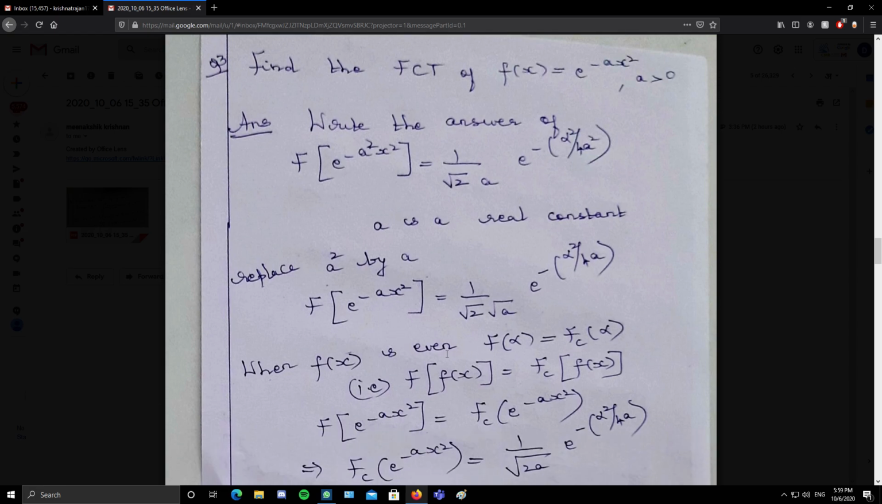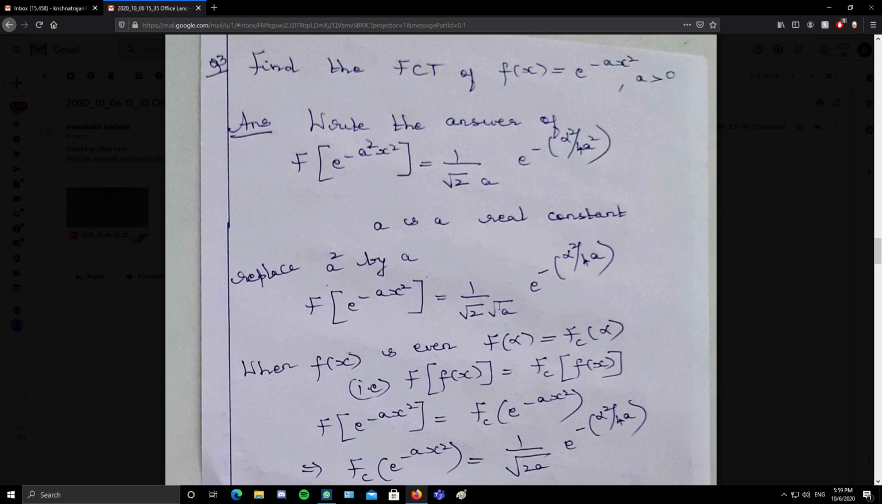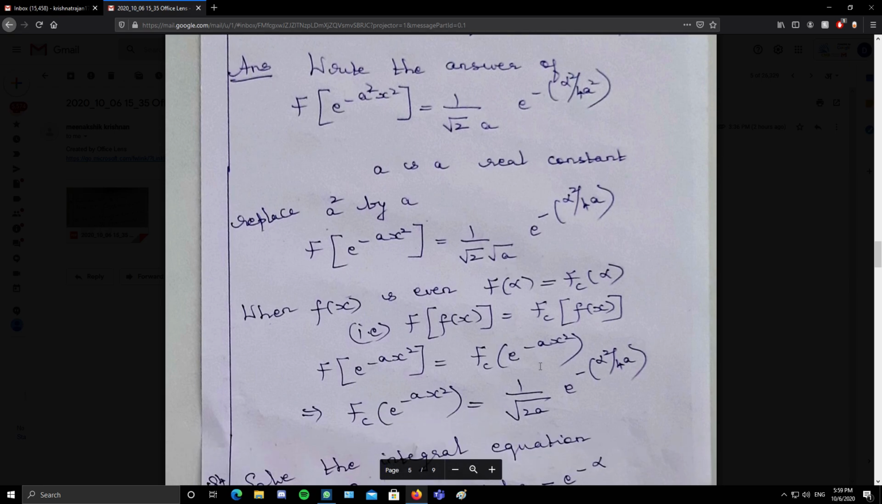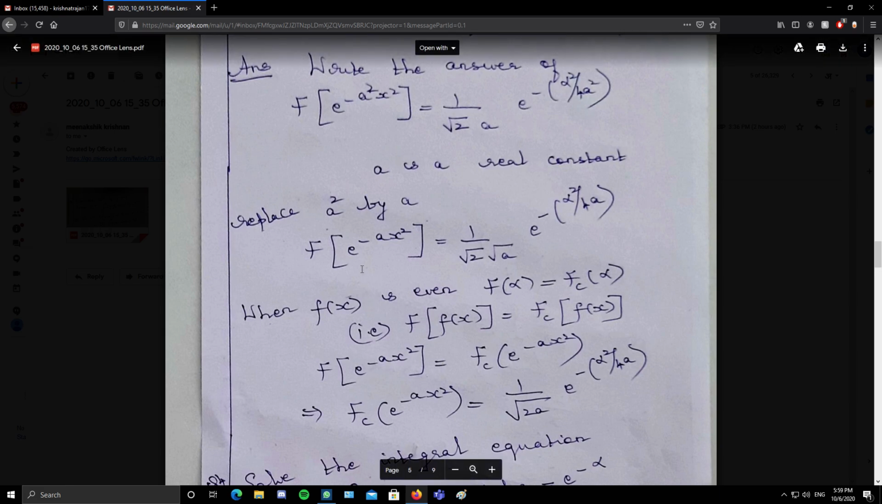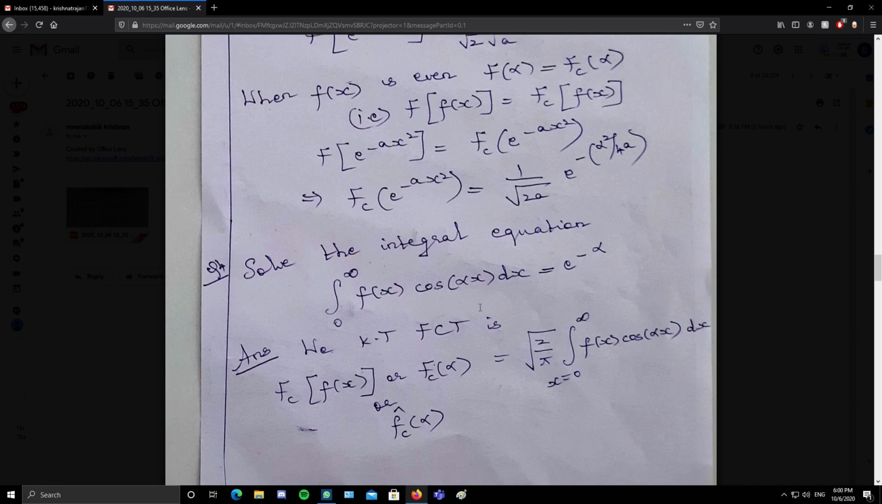Then write the relation. You know that when f of x is even, F of alpha is same as Fc of alpha. So that is F of f of x is same as Fc of f of x. What is f of x here? E power minus ax square. So you know F of e power minus ax square, that is here. So which is the answer for Fc of e power minus ax square? You know the answer for F of e power minus ax square, that is this expression. So this implies Fc of e power minus ax square is 1 by root of 2a e power minus alpha square by 4a. Now we have another type.